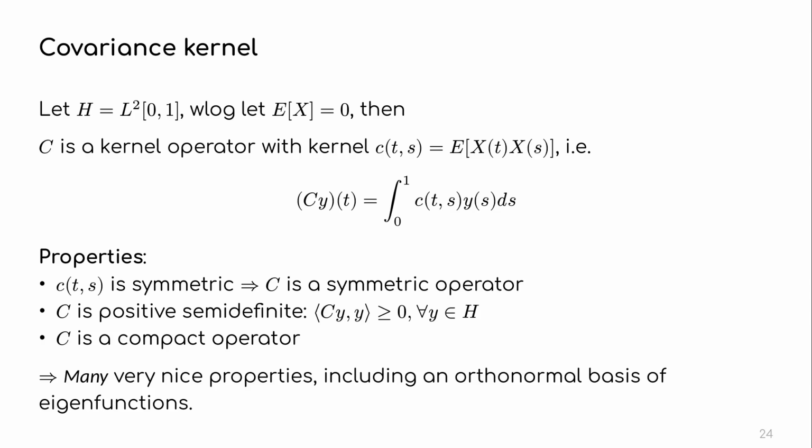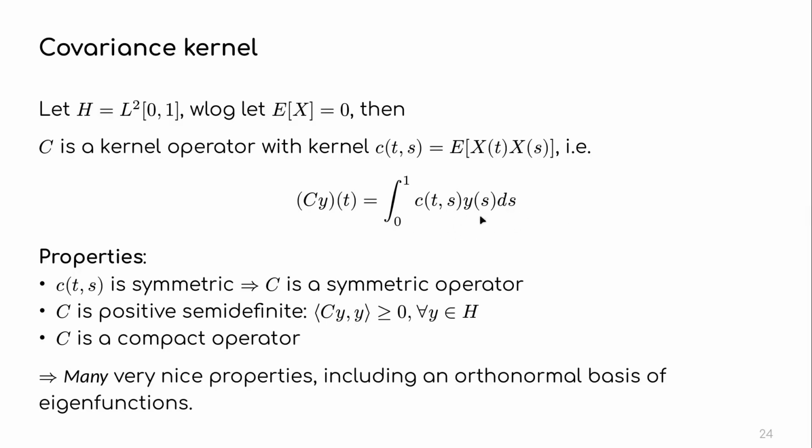What can we do with it? The nice thing is that if we are working with L2, and suppose for the easiest case that the expectation of x is 0, then the covariance operator is going to be a kernel operator with kernel c of t, s being the expectation of x of t times x of s. And kernel means it's an integral operator. So it looks like this. C applied to y evaluated at t is simply an integral from 0 to 1 of c of t, s times y of s ds.